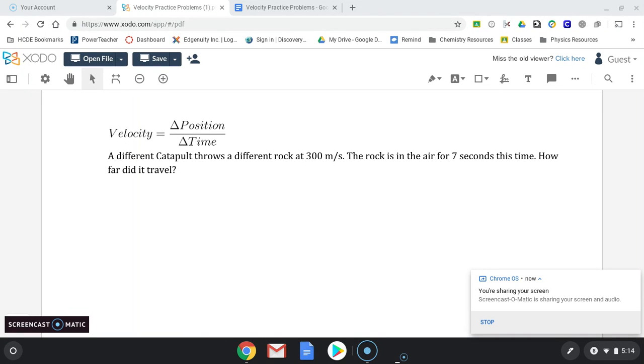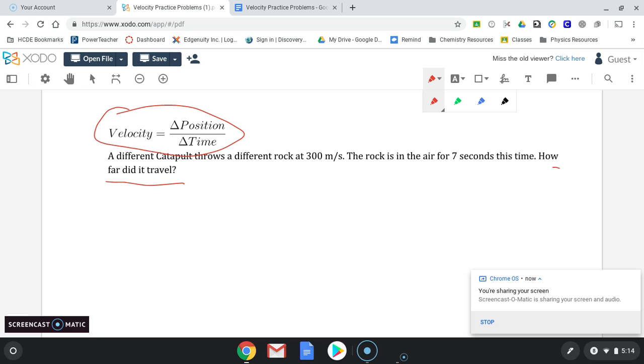The next type of velocity problem is a little bit different. So this time we're going to be solving for the distance. This one says, how far did it travel? So we have a different catapult throwing a different rock at a different speed. And so the numbers are all going to be different, but we're going to use the same equation that we've been using.